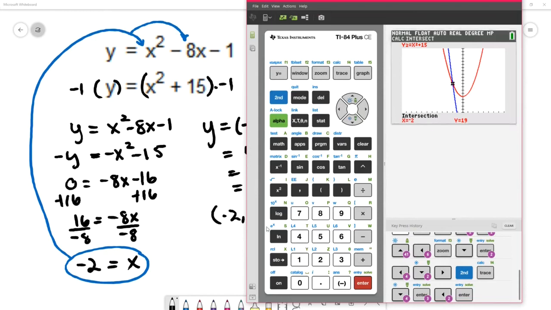Negative 2, 19, just like we got in our algebraic techniques. So we have our solution to this system. It's negative 2, 19.